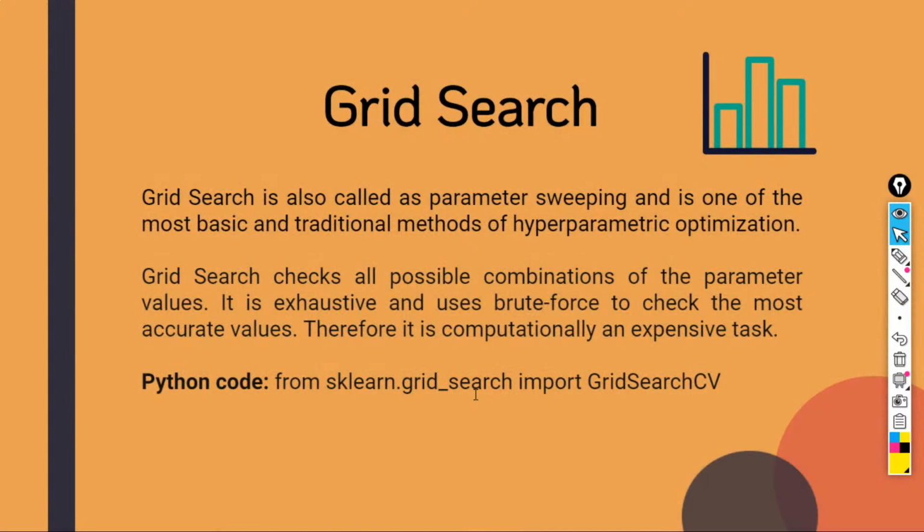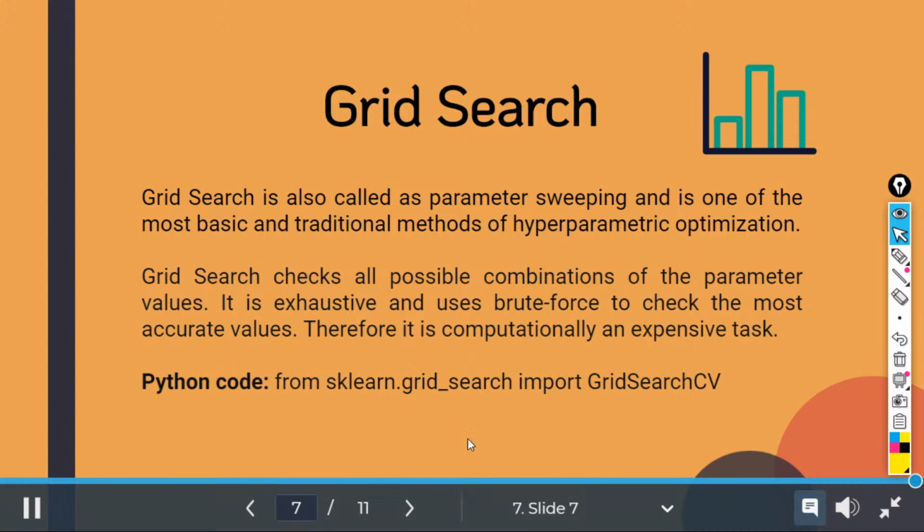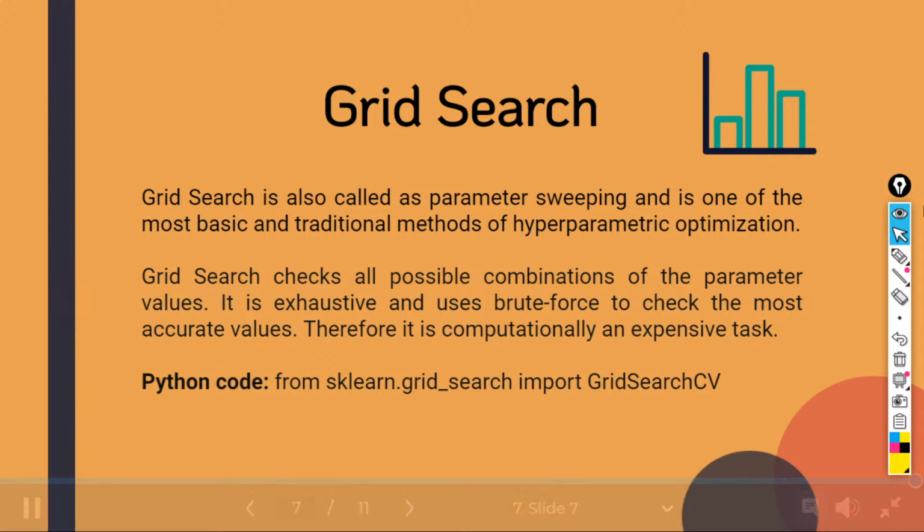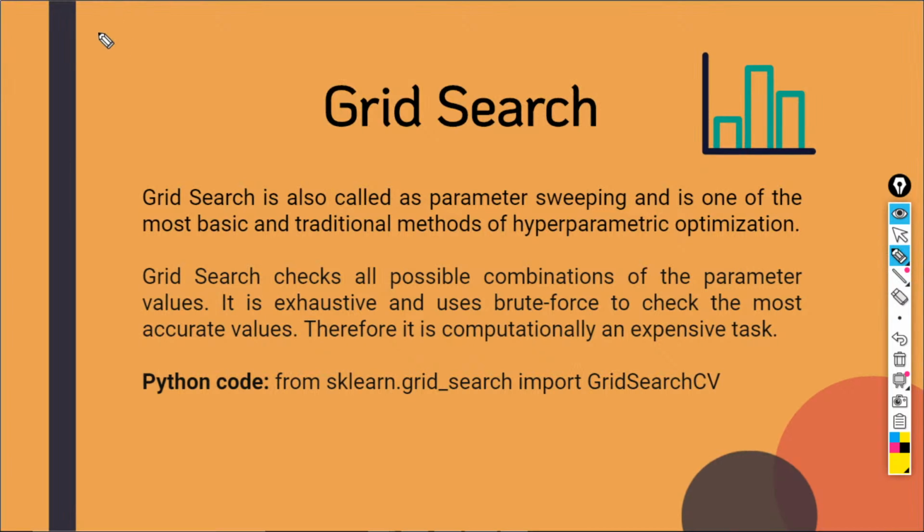So here, as you can see, grid search is also called parameter sweeping, and is one of the most basic and traditional methods of hyperparameter optimization. Now let us start talking about grid search for a while. Or rather, let us start talking about hyperparameters. Let us just talk about them for a while.